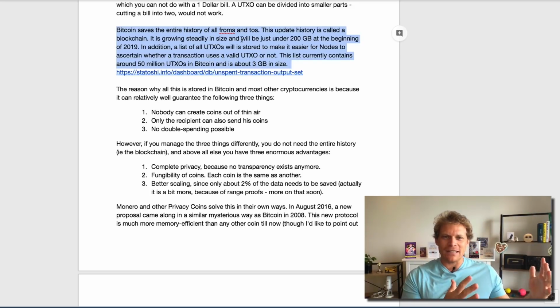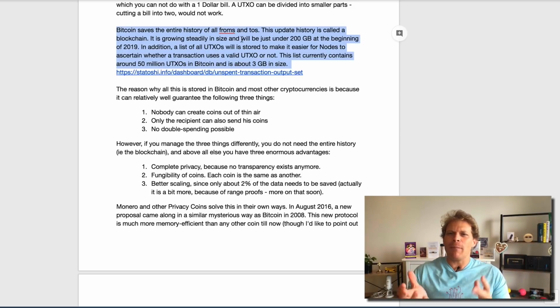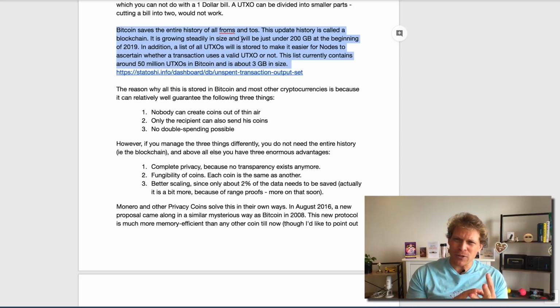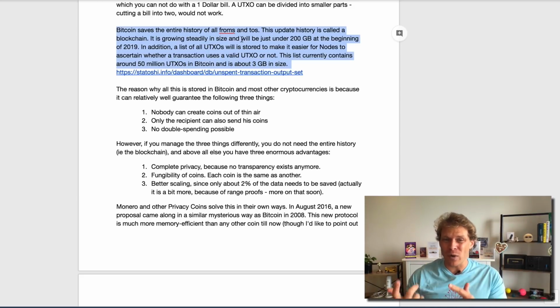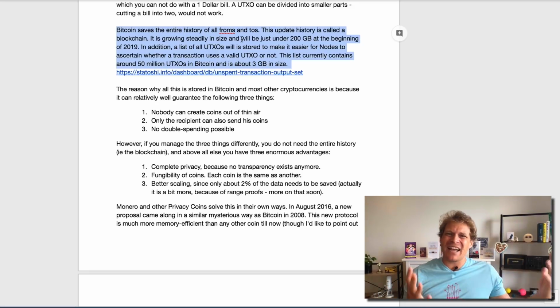Do you actually need the entire history? Do you actually need the blockchain in order to have a couple of things? Namely, to have that no one can create coins out of thin air. This is very important. That the person who actually receives coins is the person who can actually send those. And that a person cannot double spend their coins. And that is very important to ask, because if those three things fall together, so that you can create coins, that the person receiving coins is not the person who could send them, and that you could double spend, then the entire system falls apart. So do we actually need the entire history?